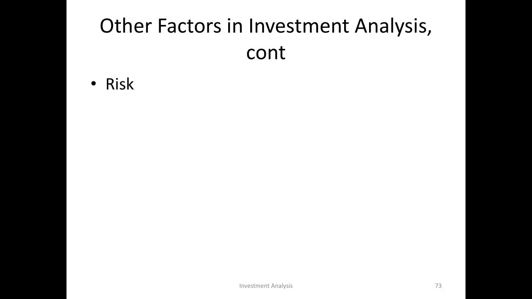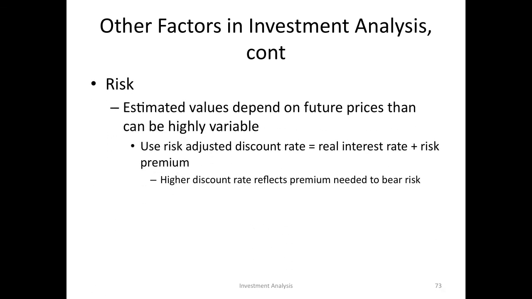Lastly, risk is very important in all of this. And estimated values that you're using to calculate net present value will depend on future prices, and those future prices could be highly variable. Think about trying to do a net present value for an agricultural commodity where you're trying to predict prices 5, 10, or even 15 years into the future. There's a lot of variance and variability and risk that those prices might exhibit that makes it difficult to actually estimate those values that far into the future.